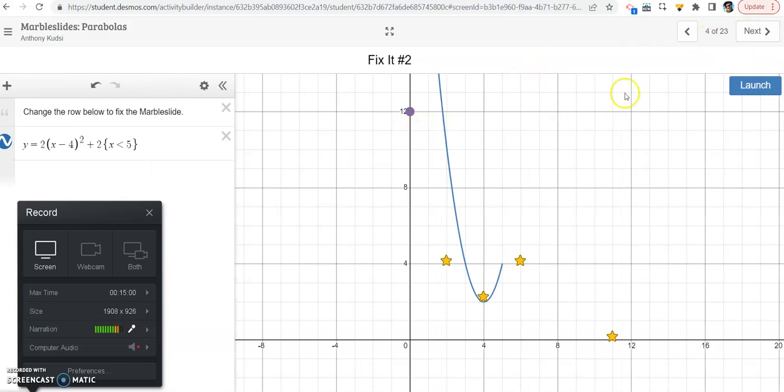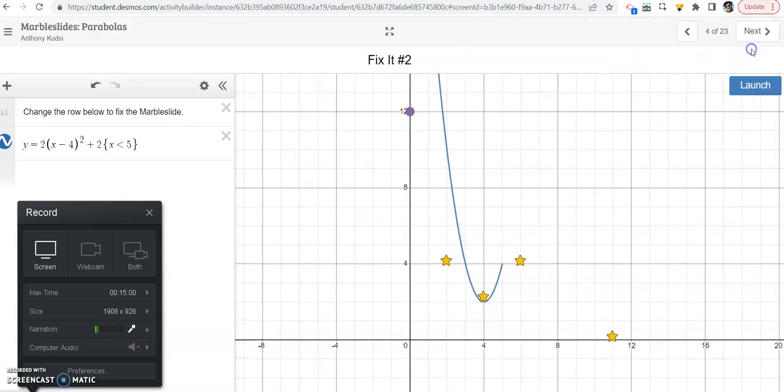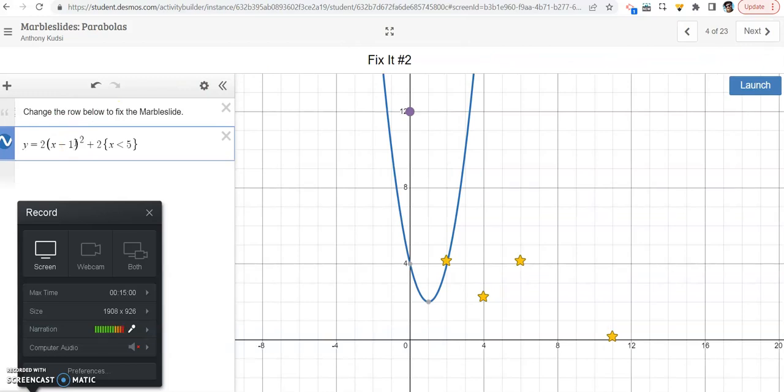Okay, so take a look at this one. When we hit launch here, we have a parabola, but it's not in the right location. I need to move this parabola over a little bit. Okay, and let's start with that. We want to move it over so it's about right around here. So it's at 4, and you can see that because there's a 4 right there. Let's move it over to about 1, maybe. So I'm going to change that 4 to a 1, and now it's over there.